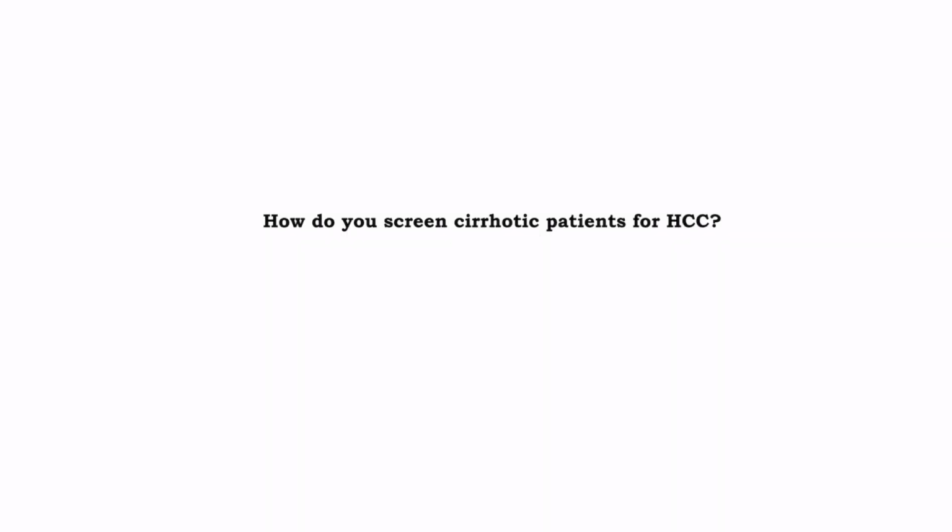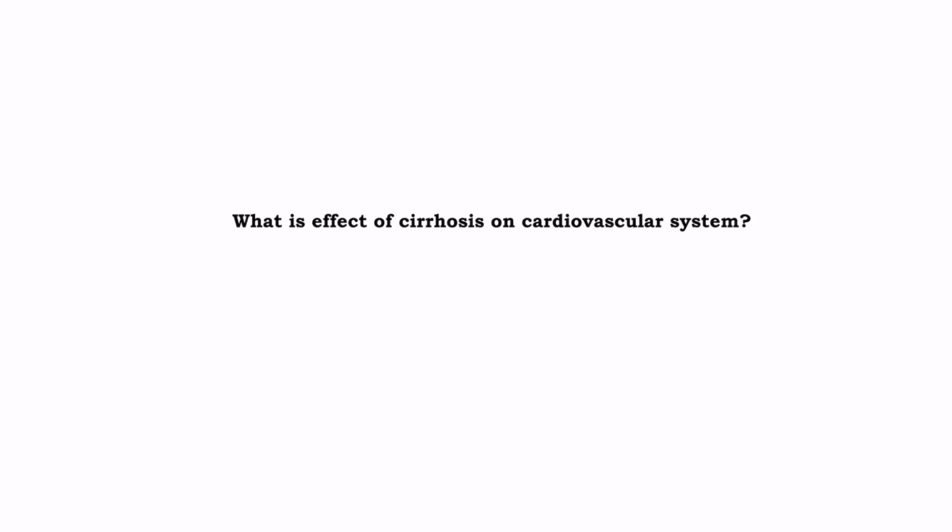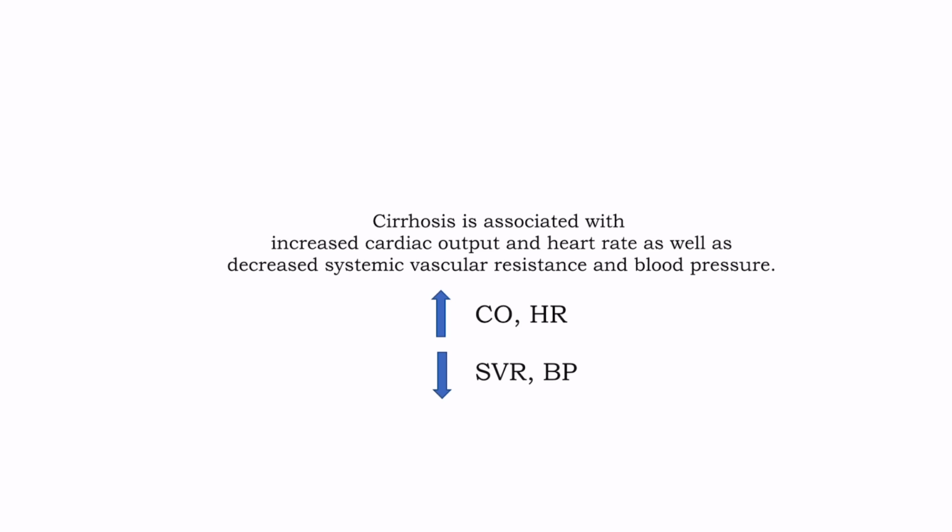How do you screen cirrhotic patients for hepatocellular carcinoma? Every cirrhotic patient should undergo screening for the development of hepatocellular carcinoma every 6 months via imaging and measurement of a serum alpha-fetoprotein level. What is the effect of cirrhosis on the cardiovascular system? Cirrhosis is associated with increased cardiac output and heart rate, as well as decreased systemic vascular resistance and blood pressure.